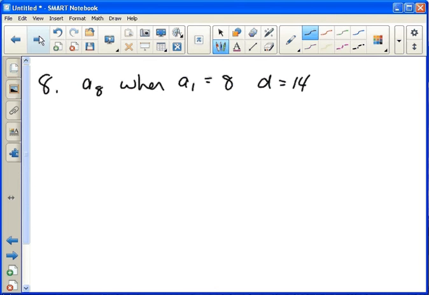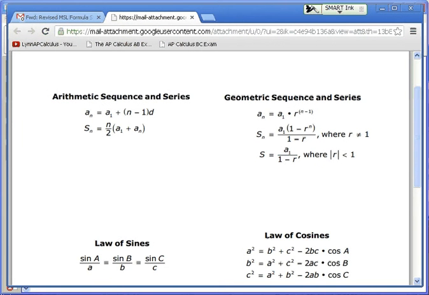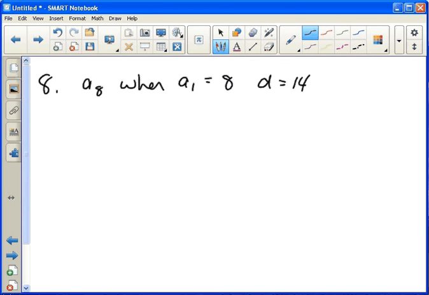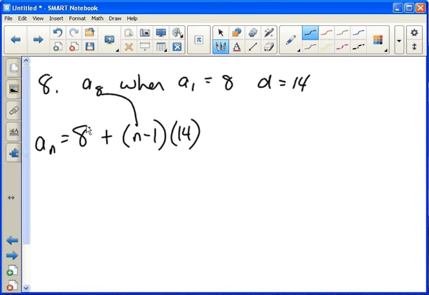Okay, in number 8 it says write the explicit formula or equation for each arithmetic sequence. This is something that's on your formula sheet that you'll be given on the test. It's this equation right here under arithmetic sequence. So it's going to be there for you. Just make sure you know how to use it. You do not have to memorize it. A1 plus n minus 1 times d. That is our equation, the explicit formula. And then it says find a8. That's the 8th term. So you just plug in the number 8 for n, and you should get 106.